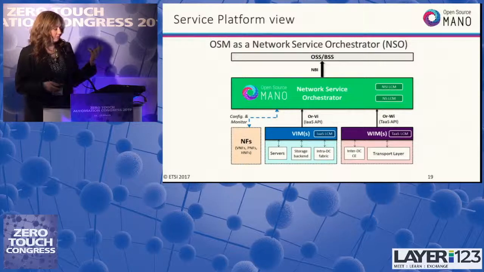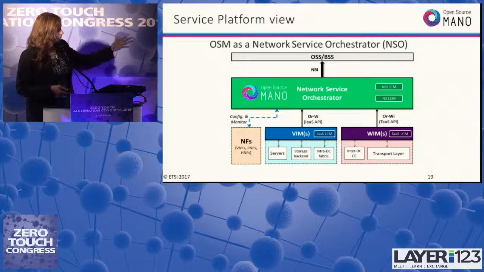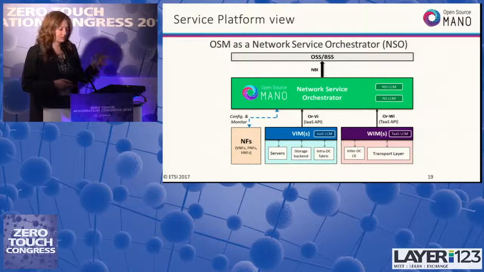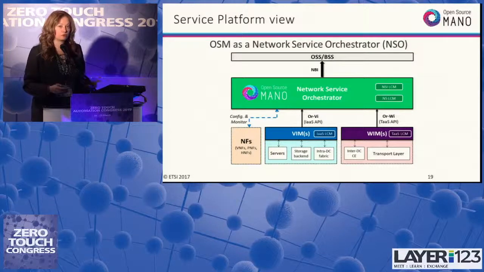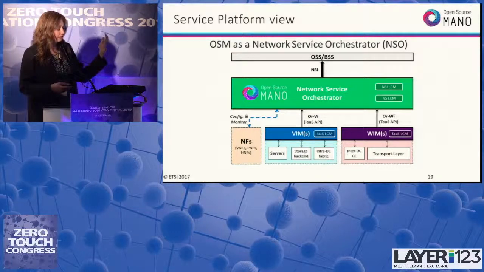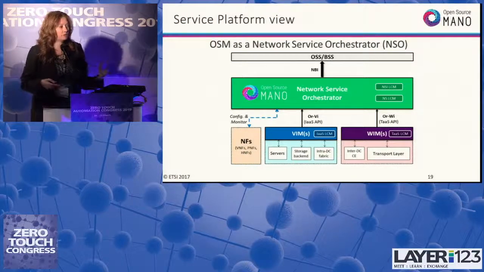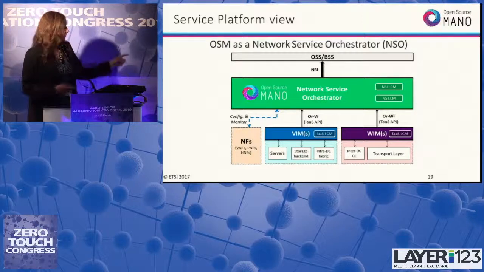And finally, OSM is a network orchestrator, a network service orchestrator. If you look here in this diagram, this reiterates what I just said previously, that we have our network service orchestration layer that holds all of the various configurations for those network services. And it abstracts what you need to do in the VIMs to make those network services live and be able to keep them running.